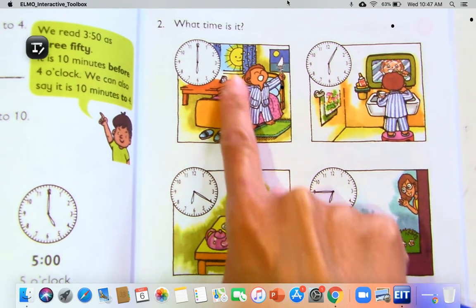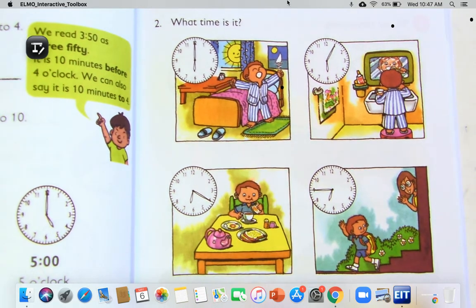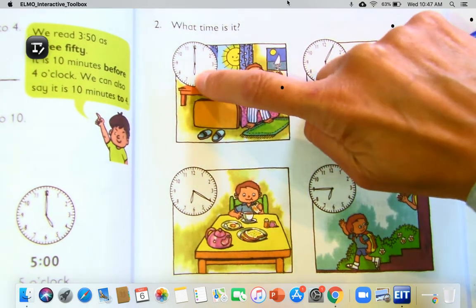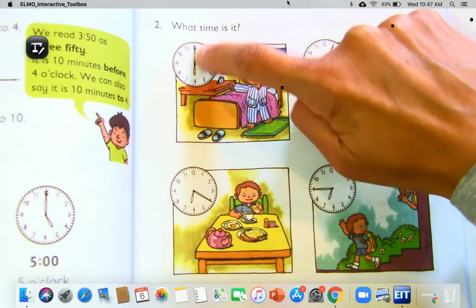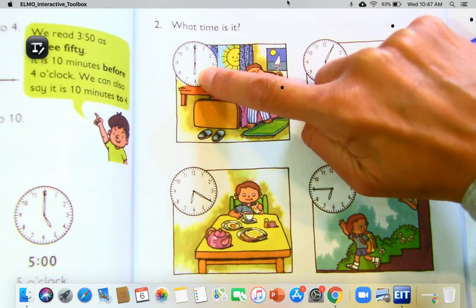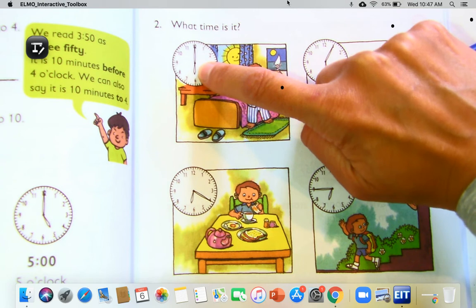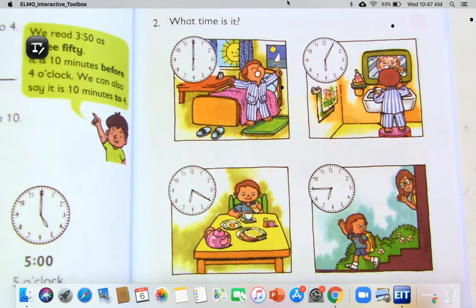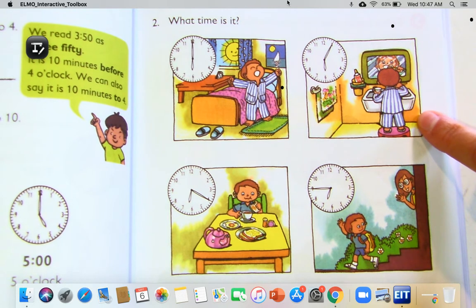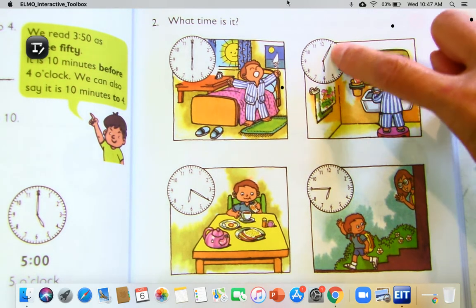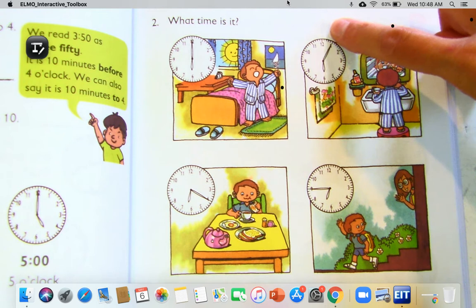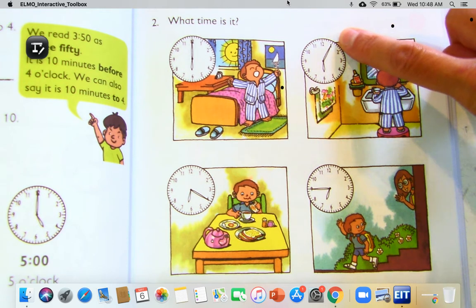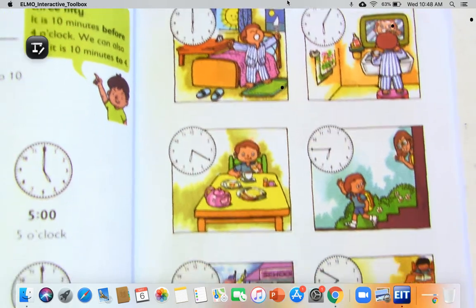Anywho, so it looks like this little guy, he's waking up. And is he waking up at, let's see, 6 o'clock or 12:30? I think it's 6 o'clock. Must be 6 o'clock a.m. in the morning. All right, so he wakes up at 6 o'clock. Looks like he's brushing his teeth at 6:05, 5 minutes past 6. And then we have a little bit of breakfast.